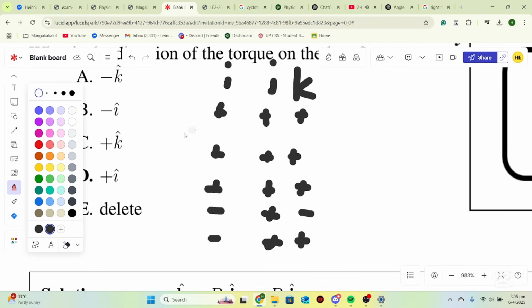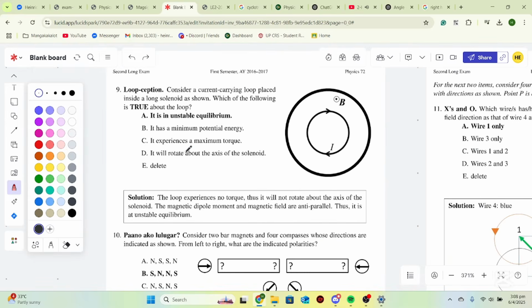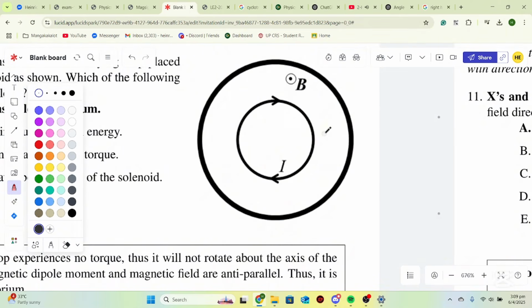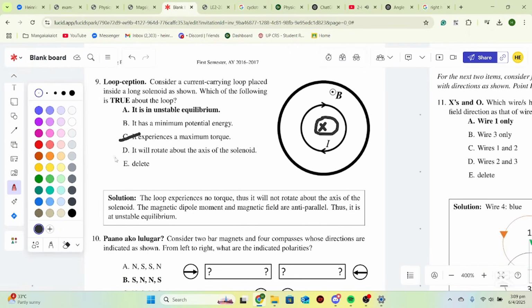And if it's not following that order, then it is negative. So for number 9, consider a current-carrying loop placed inside a magnetic field. Which of the following is true about the loop? First of all, we know that there is no torque at all, because with this I, the magnetic field is here. If you cross product these two things, it cancels out to zero. So there's no torque, and since there's no torque, it's not going to rotate.